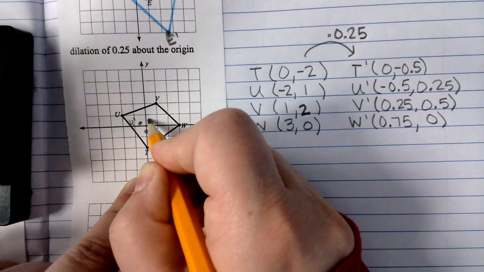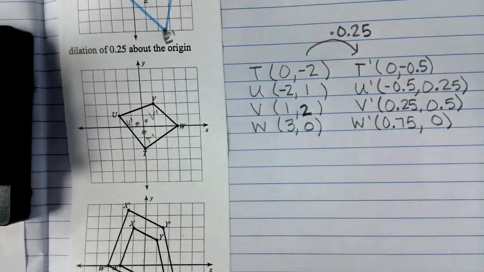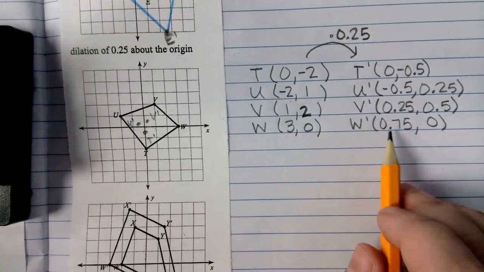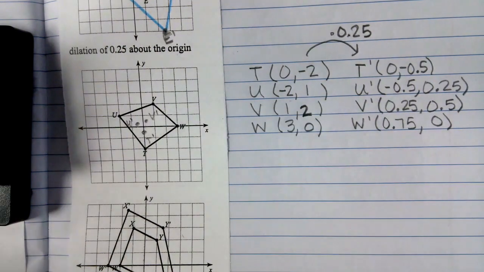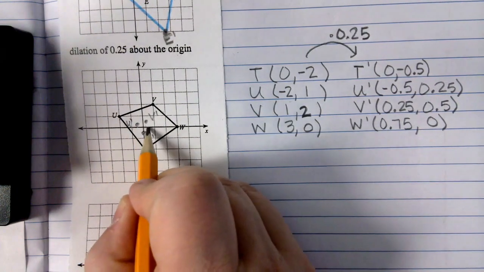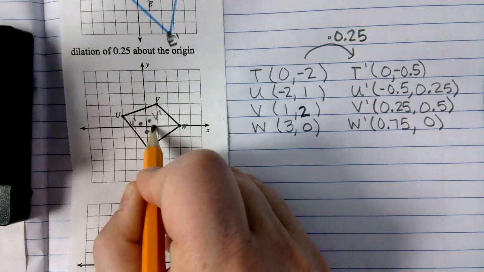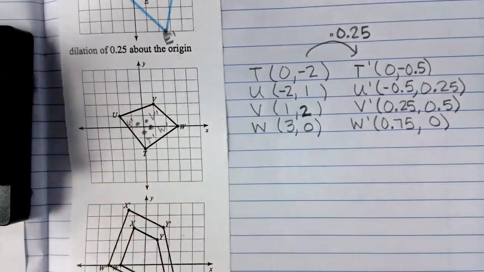Now W prime is 0.75. So where is 0.75? Is that more than half or less than half? More than half. So we're going to almost go a full way, but not quite. A little bit more than half, and then no up or down. So just right on that X. And there's our W prime. This one you might not even need to use a straight edge because they're so close together. And there's our teeny tiny dilation.